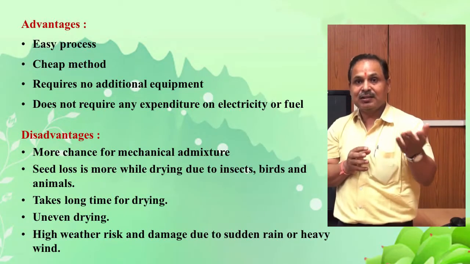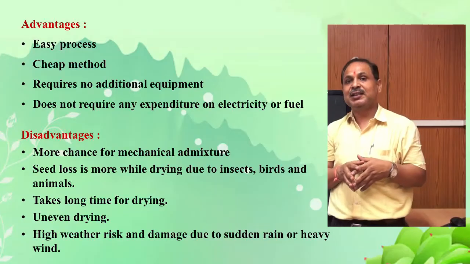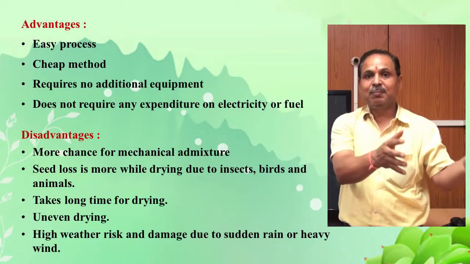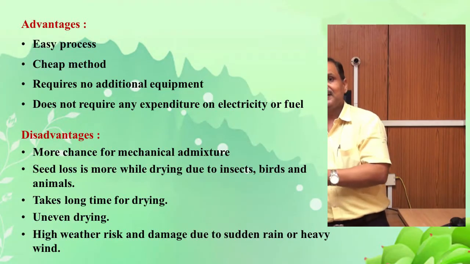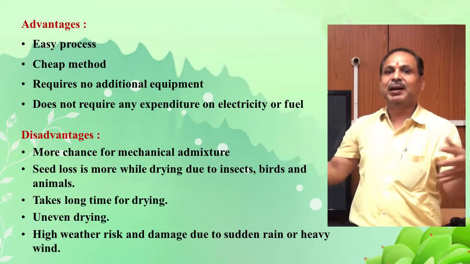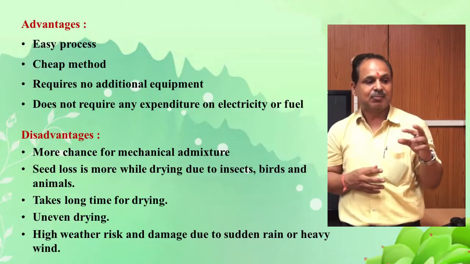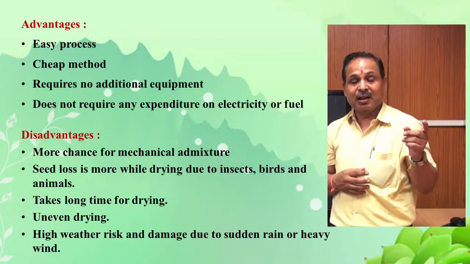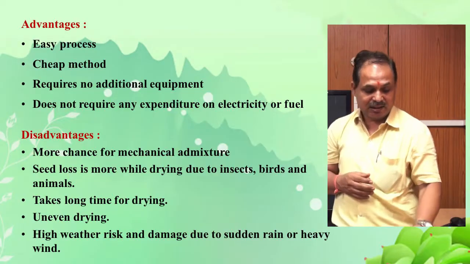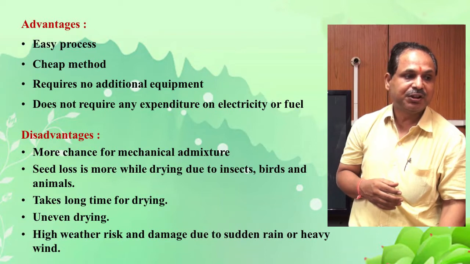And the next one is mechanical mixture. If we spread the seeds of one variety at one place and another variety at a nearby place, there are chances of mechanical mixture of these two varieties. So these are some of the disadvantages, and uneven drying and high weather risk are also there in this type of seed drying method.